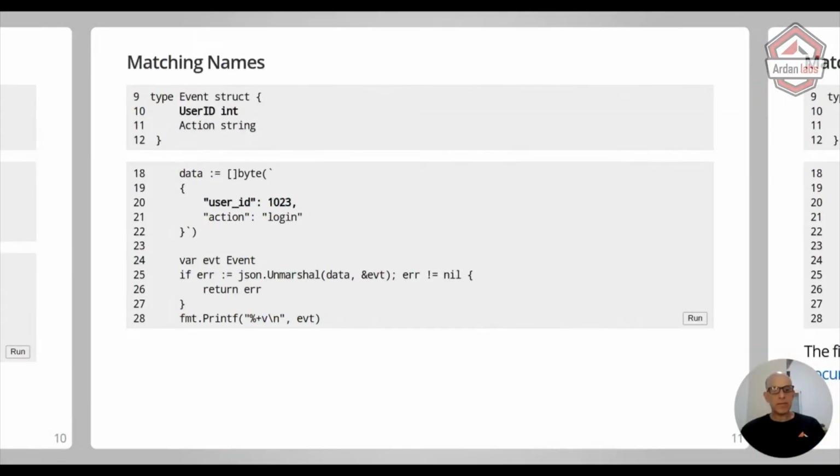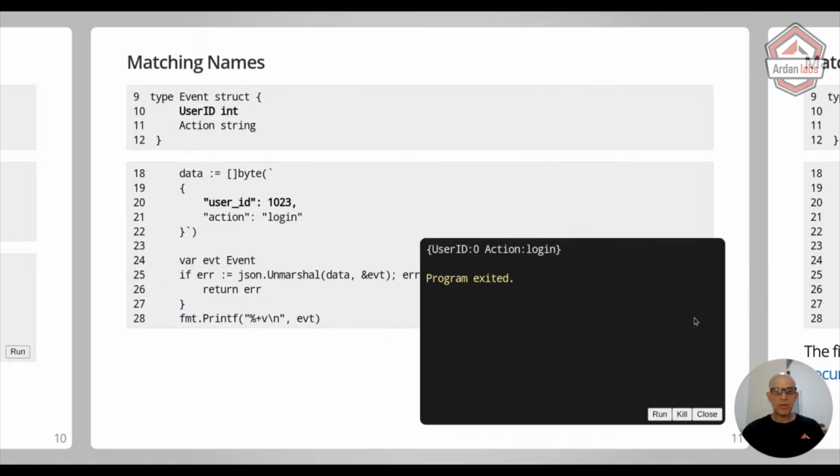Let's say that the name matching is not that straightforward. I have an event with a user ID, but in the JSON, it's user underscore ID. Now if you unmarshal this data into an event, you're going to see that the user ID is actually zero. This is the zero value, right? Go is initializing every field in a struct to its zero value.